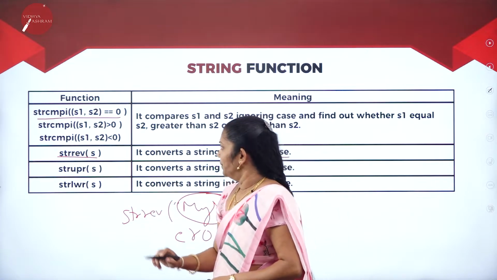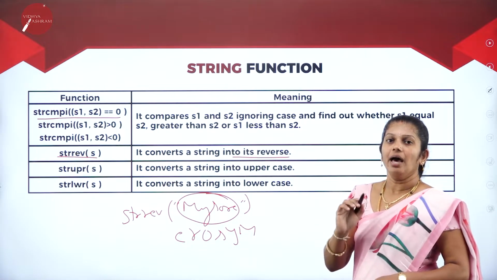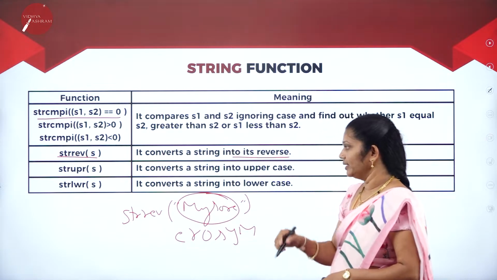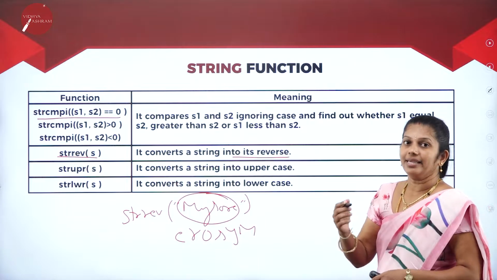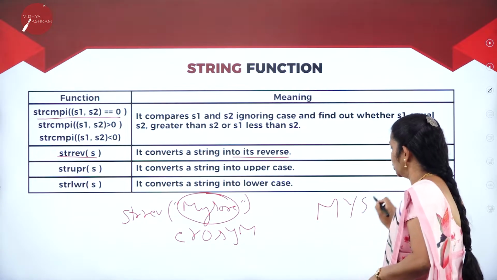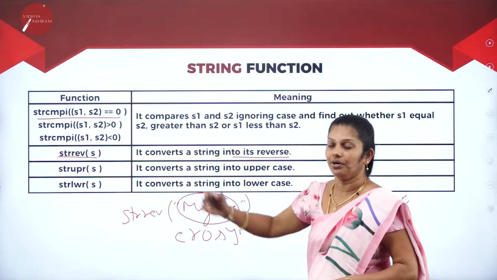Then string upper, it converts a given string into uppercase. Uppercase means in capital letters. For example, here I have written in small letters. You are going to get the result in uppercase, especially in capital letters. I am going to get MYSORE. Like this, we are going to get the result here, string upper.